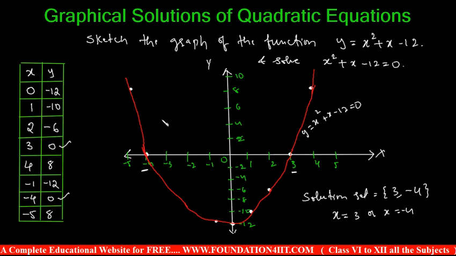So like this, for any problem that is given, just make the table clearly, put the points on the graph, plot them, draw with free hand, then wherever the curve intersects the x-axis, those points are the solutions for these graphical solutions of quadratic equations.